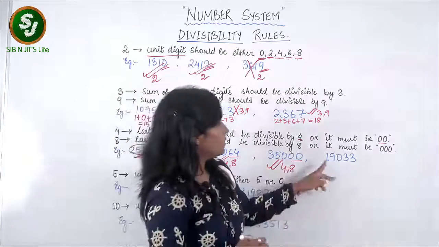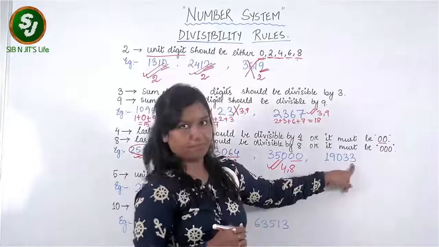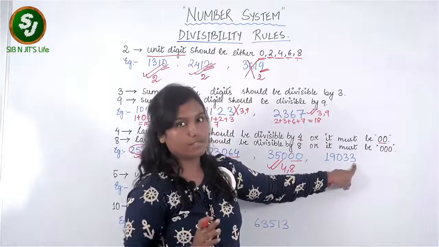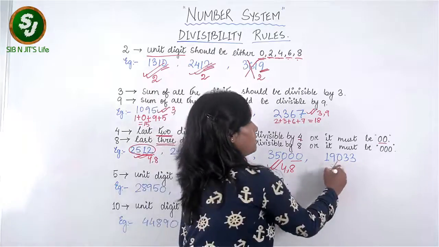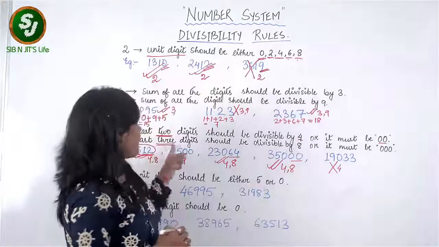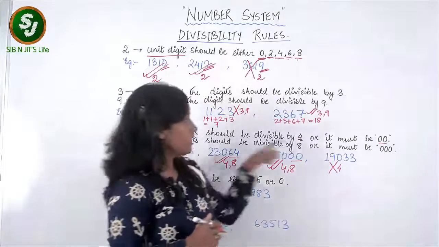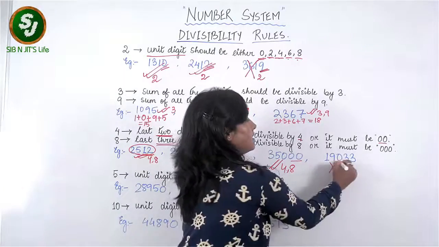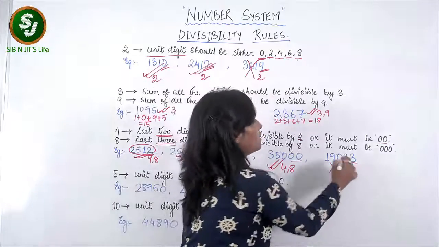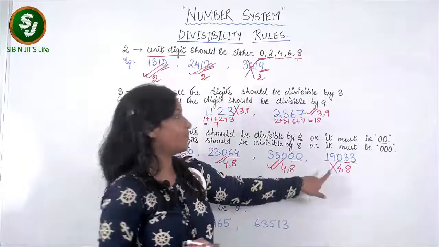The last example you see is 19033. The last 2 digits are 33, which is not divisible by 4. So that means this will not be divisible by 4. And for 8, we have to check the last 3 digits, right? So the last 3 digits here are 033, which is again not divisible by 8. So hence this number will not be divisible by 4 and 8.